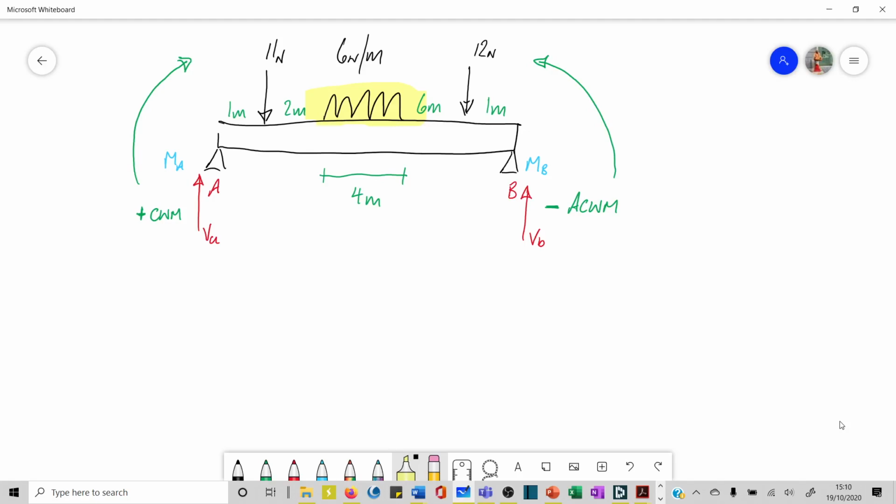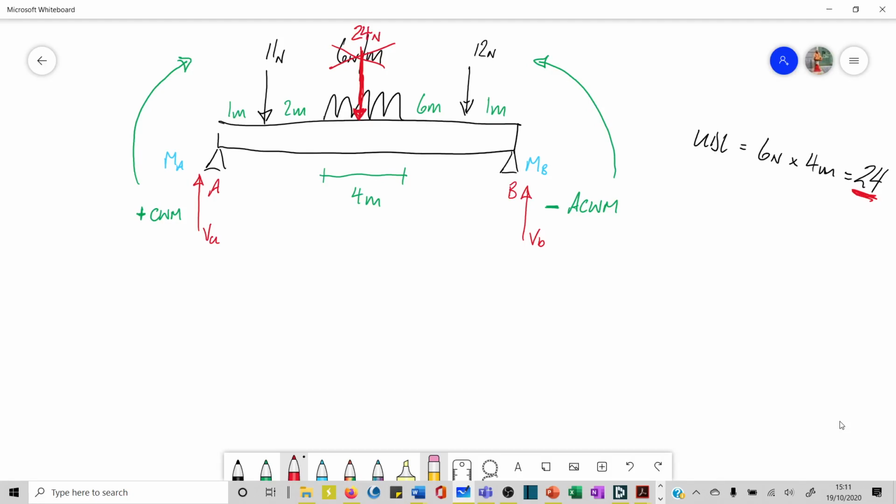Let's get rid of what I've just done there. We've got UDL equals 6 newtons times 4 meters, which equals 24. Now what we do is we disregard the UDL in this situation, and we take the dead center of it, and it becomes a point load. So the force of that point load is 24 newtons.